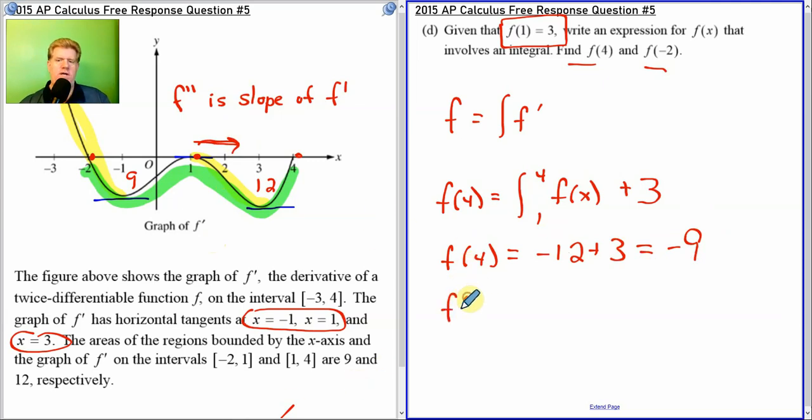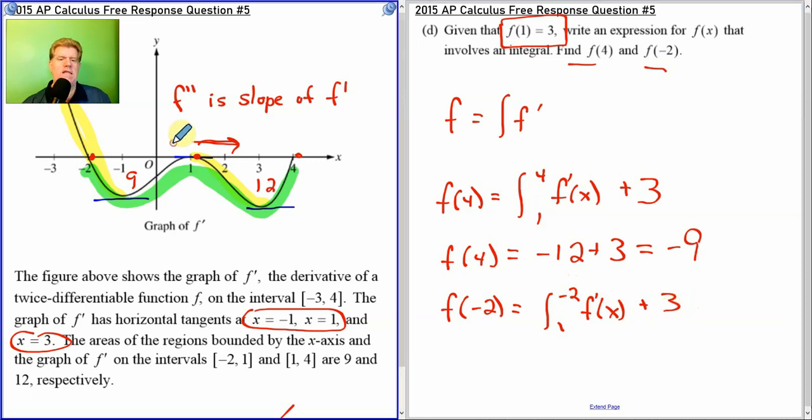Now it gets a little bit more complicated with negative 2. Because we're still starting at 1. We're starting at 1 and we're going to negative 2. Probably should put prime to be safe. And we start adding that 3 to it because 3 is our starting value. But now we're going this way.